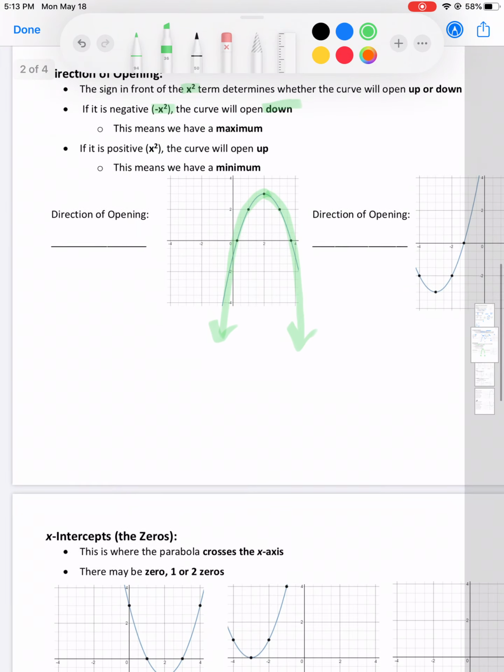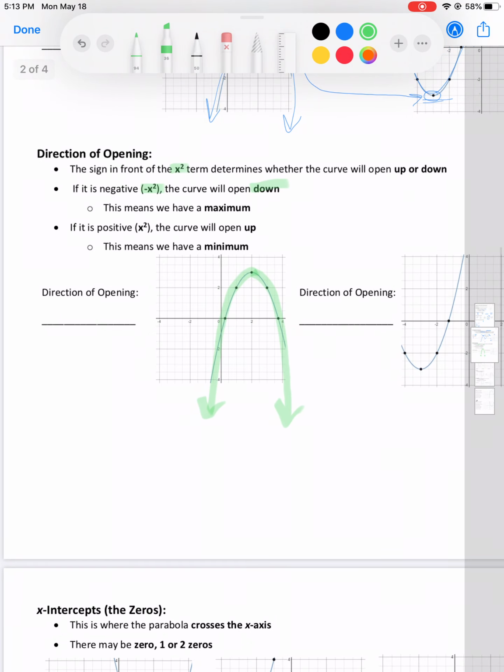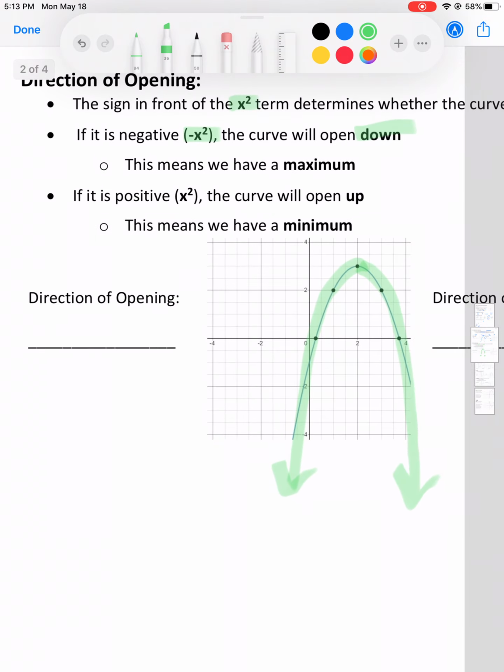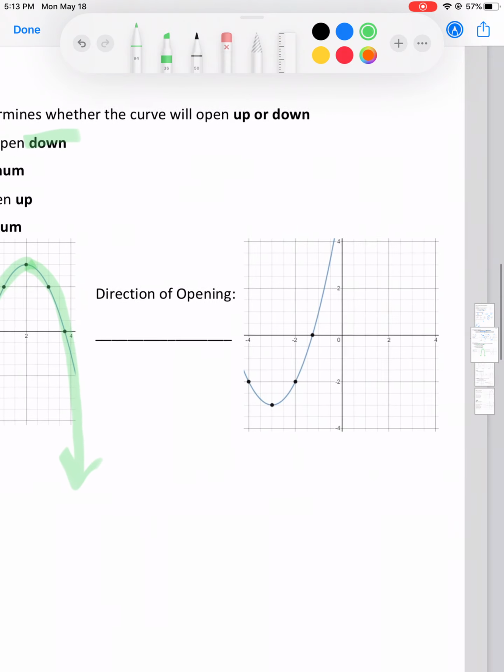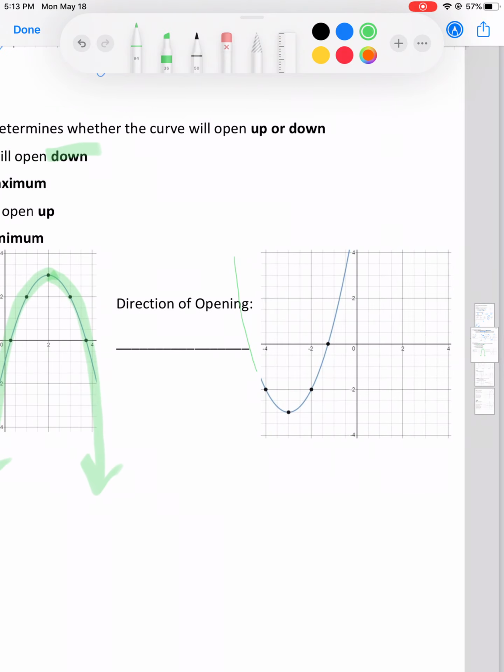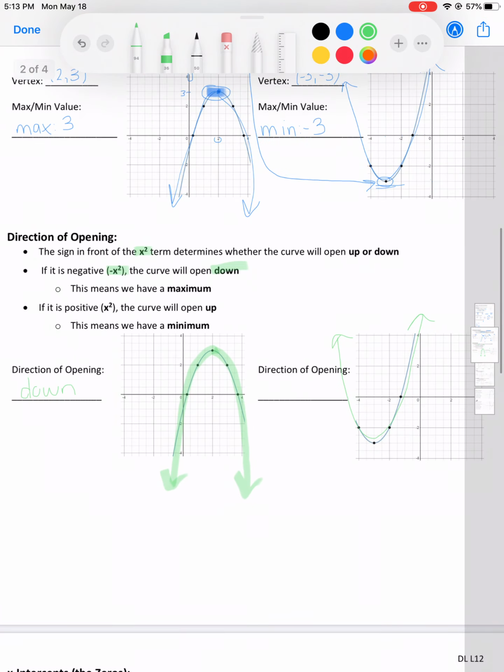Sorry, I'm just playing around. So, if the sign out front is negative, we have a maximum. And as you can see, the direction of opening, in this case, is down. If it's positive, it opens up. As you can see, this guy's also opening up.